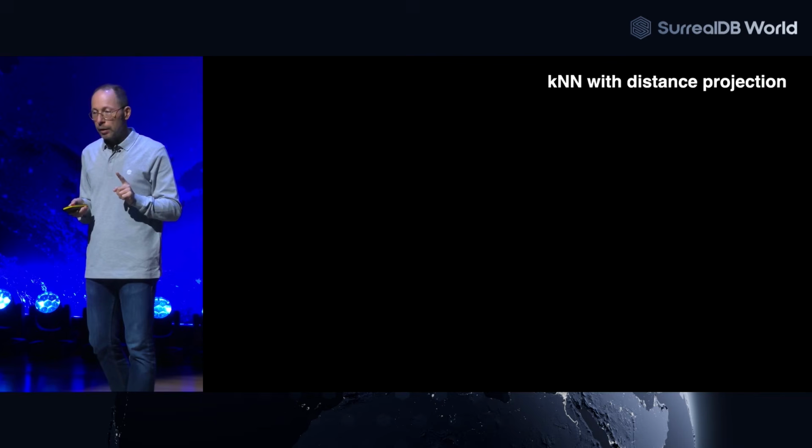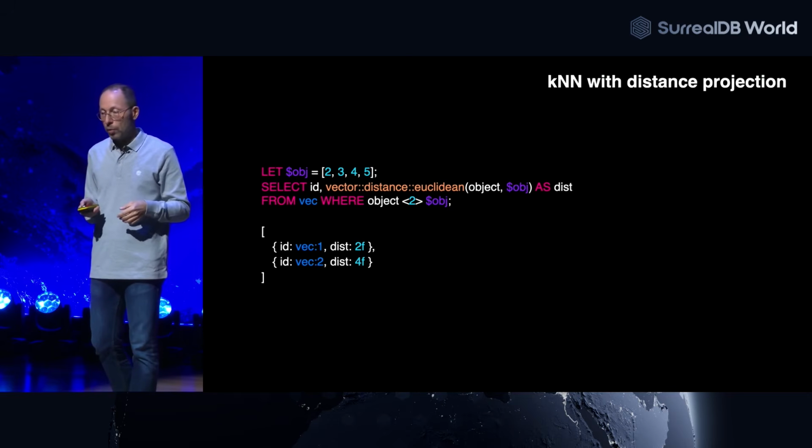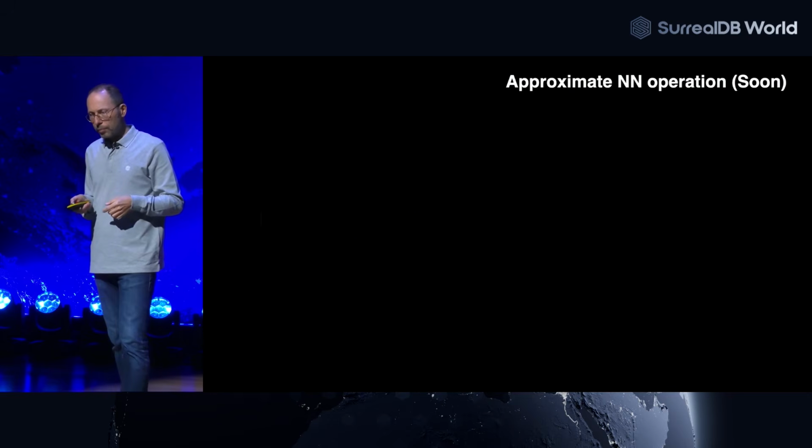Just coming back to distance projection. When you do your KNN request, you may want to see the distance. So printing the distance is just using a function, right? The function is here, vector distance Euclidean, and then you see the real distance, in this example, 2 and 4. Okay, I think we are there.